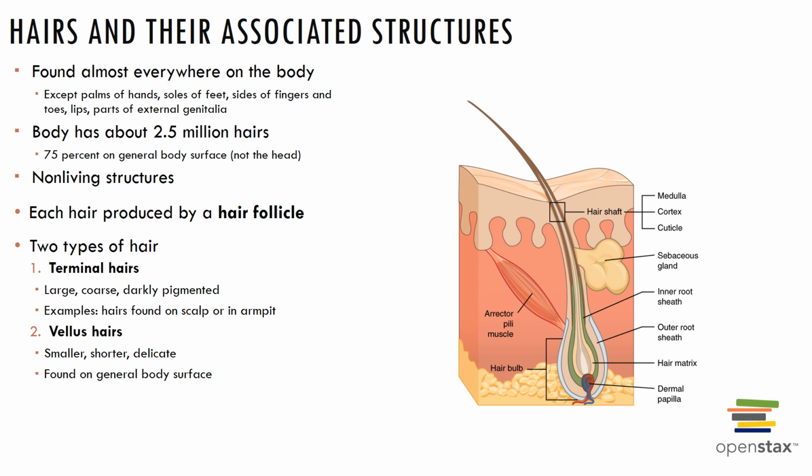Hair functions to alert the body to the presence of insects on the skin. It guards our scalp against physical trauma, heat loss, and sunlight, and it's distributed pretty much over the entire surface of the body, except the palms of the hand, soles of the feet, our lips, parts of external genitalia, and sides of our fingers and toes.